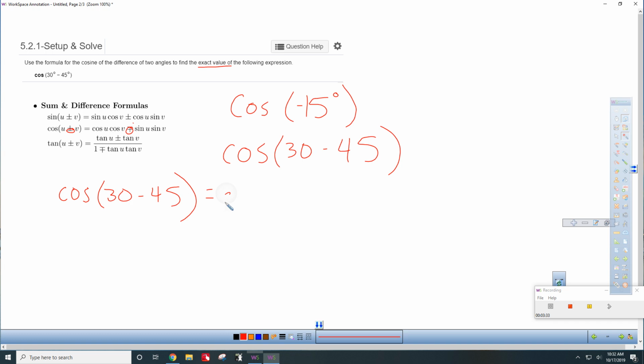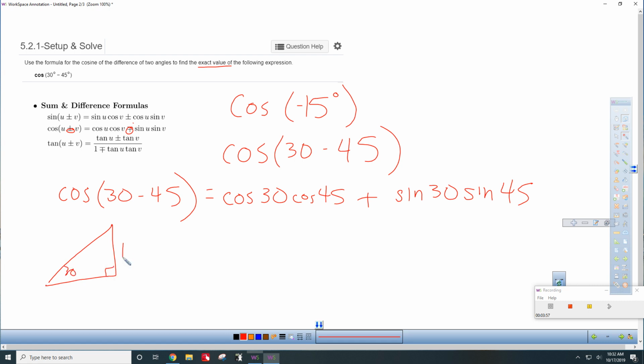So we have to do cosine 30 cosine 45, plus sine 30 sine 45. Okay? So let's draw a 30, 60, 90 triangle out real quick. This is 1, 2, radical 3. Let's draw a 45, 45, 90 triangle out real quick. That's 1, 1, and radical 2. You need to bring that knowledge with you from geometry in order to be able to do this problem. That's why I love this setup where you're constantly building on the things we learned in prior courses. That way we're not wasting our time.